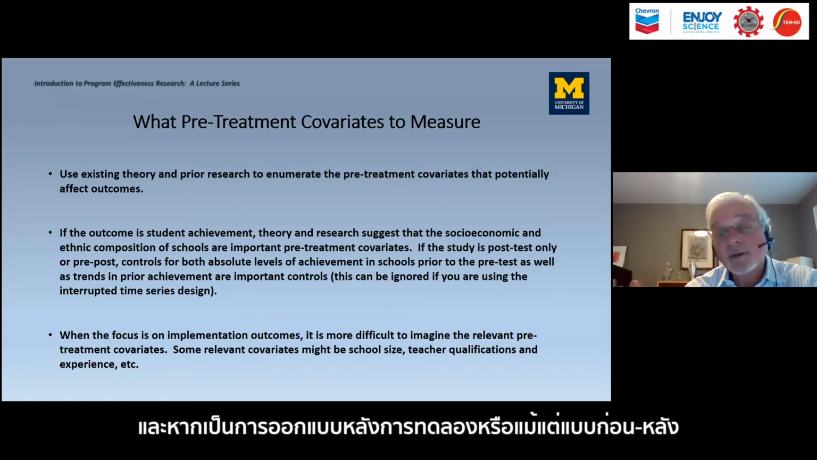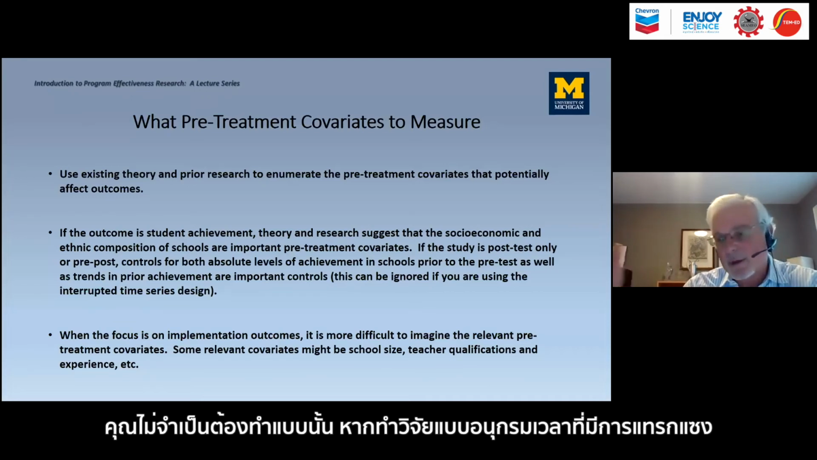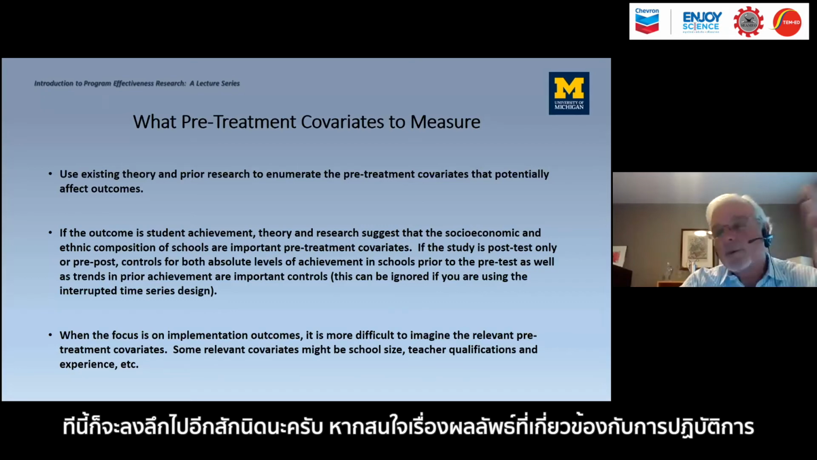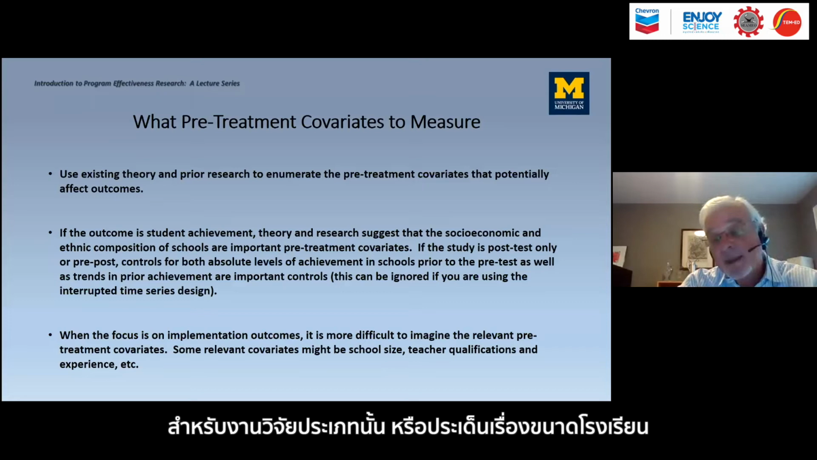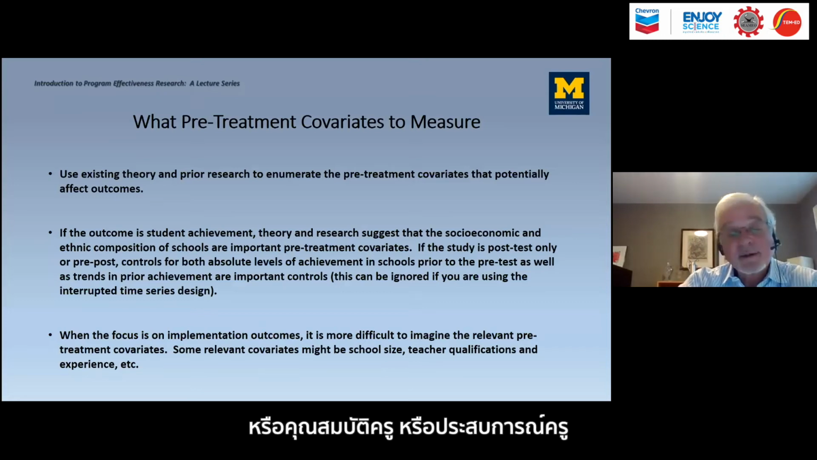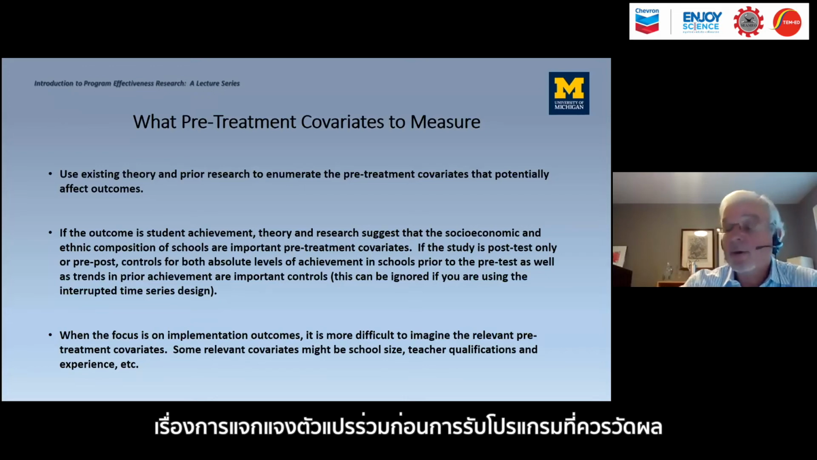And if it's a post-test only, or even a pre-post, we ought to control for absolute levels of achievement in the schools before the intervention, even time trends, although you don't need to do that if you're engaged in the interrupted time series. Now, supposing we're interested in implementation outcomes, it's a little more difficult to imagine the relevant pre-treatment covariates for that kind of study, but might be things like school size or teacher qualifications or teacher experience. So the point is, you appeal to theory and prior research to enumerate the pre-treatment covariates that you should be measuring.